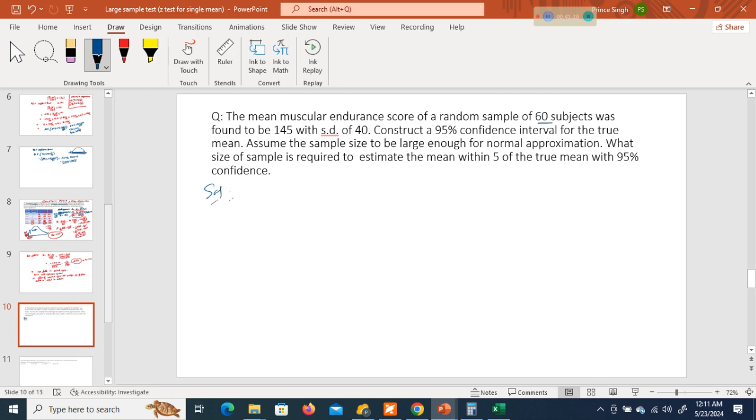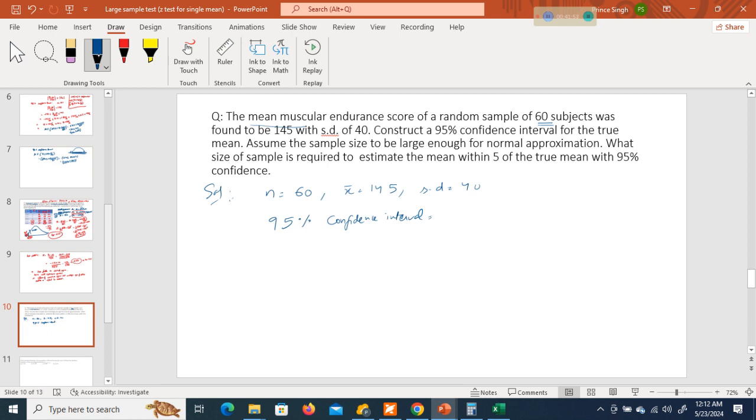So this is the sample size, a random sample of 60, so n is 60, and the mean muscular endurance means the sample mean is given here as 145 and the standard deviation is given here as 40. The question is to construct a 95% confidence interval for the true mean. In this case the question is directly confidence interval, so we have already discussed the formula. So what is the formula for the 95% confidence interval?